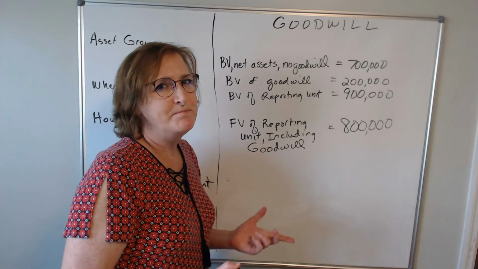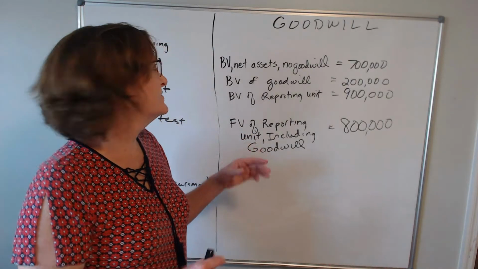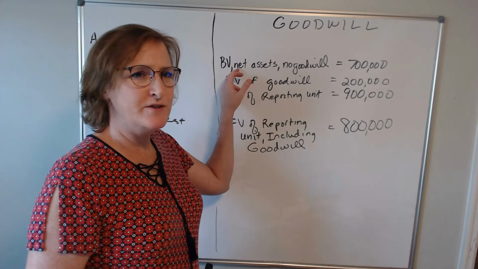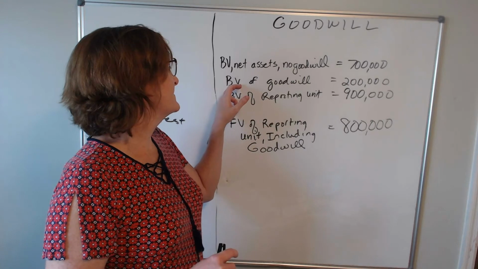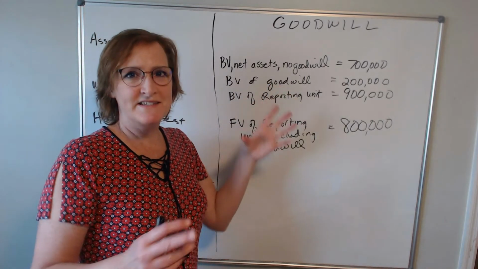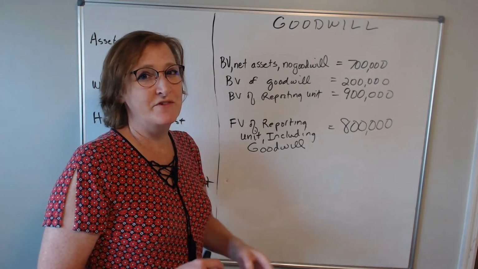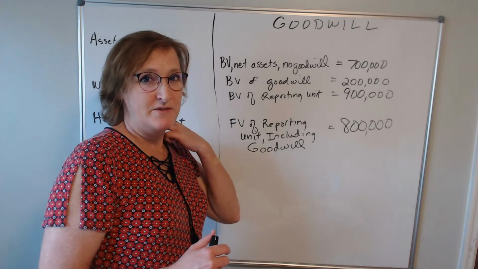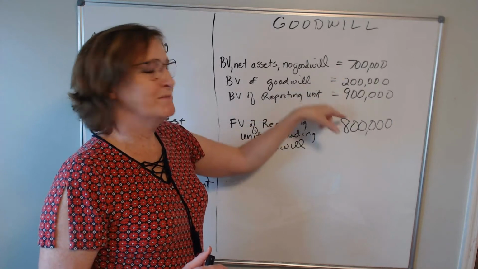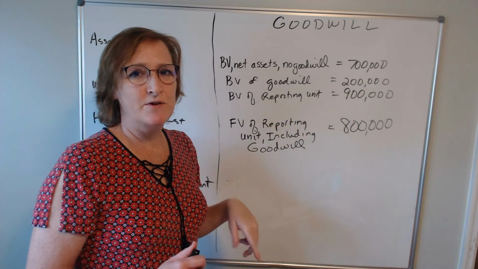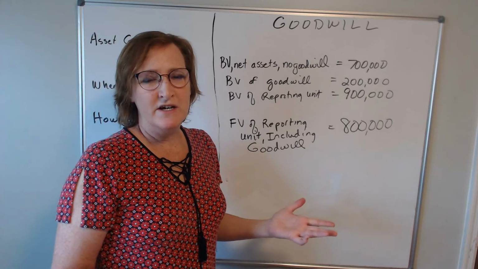So here's case 1. What we have is the actual unit, and they provide us the book value of the net assets excluding goodwill. And then they show us the book value of goodwill by itself. We need that information in order for us to make the journal entry. We'll see that in a minute. So the book value of the total reporting unit is the combination of the two, so I simply added those up. Now somehow we got an appraisal done.